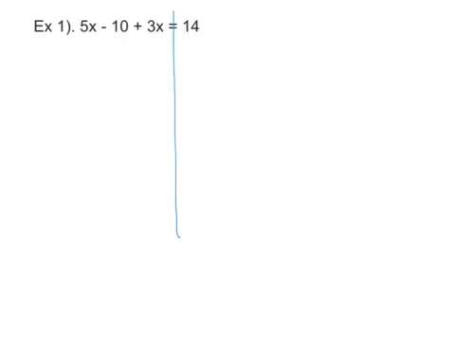So our second step is to combine like terms. So that means we're looking for the same variables on the same side of the equal sign. So we have a 5x and we have a positive 3x. Notice they're both on the left side, so that means we're combining them. We're not changing signs, we're combining. So 5x plus 3x is 8x. And we'll bring down our minus 10, and we'll bring down our equals 14.